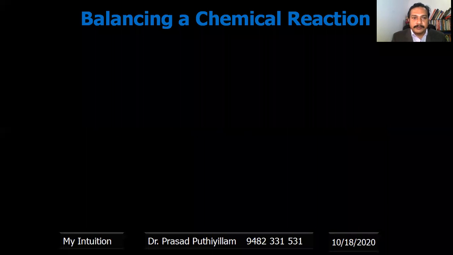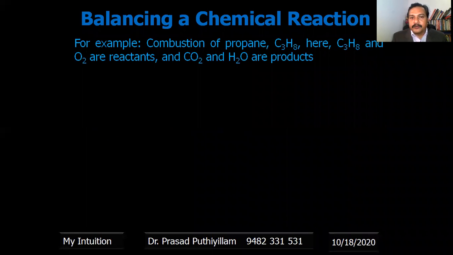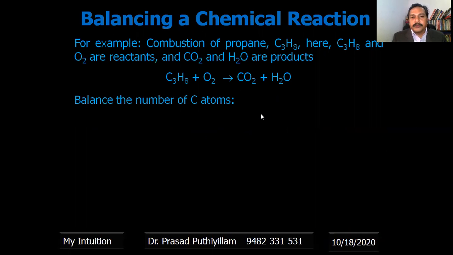We'll take an example: combustion of propane, C3H8. Here the reactants are C3H8 and oxygen, which give the products carbon dioxide and steam. So we can go for two methods: either we can start balancing carbon or balancing hydrogen. Balancing oxygen is difficult initially because on the left side only one oxygen is there, on the right side two sides have oxygen, in carbon dioxide as well as in steam. So the best way is to either balance carbon or start with hydrogen.